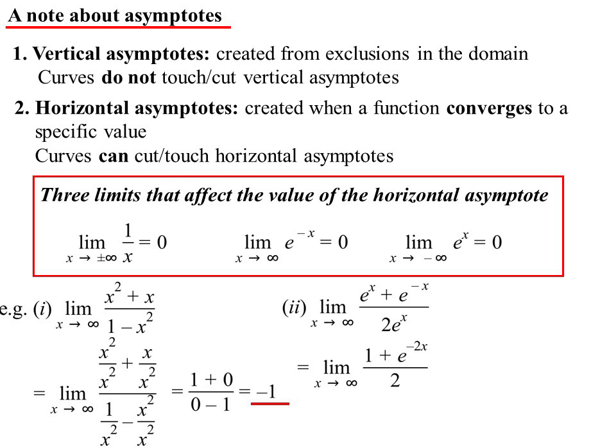Because now the e to the x will become 1. E to the minus x becomes e to the minus 2x, and that's fine. It's still a negative exponential. And then on the bottom, that just becomes 2.